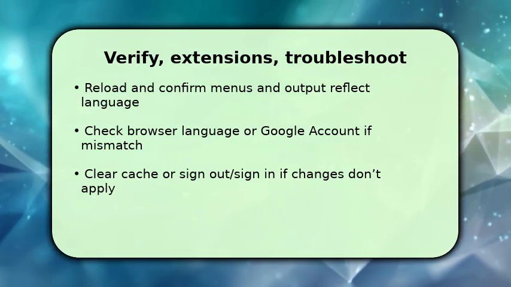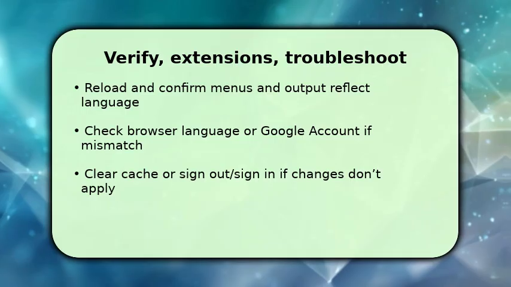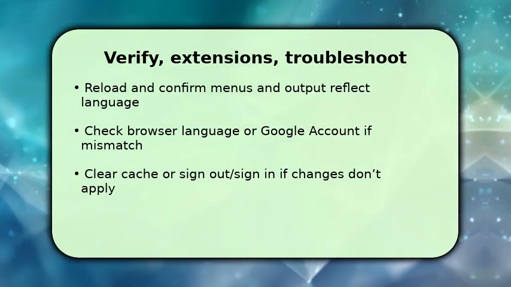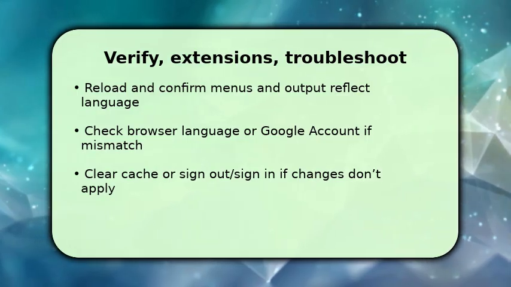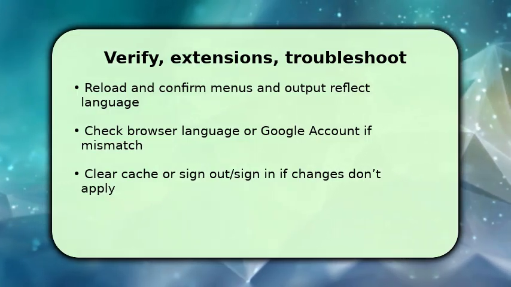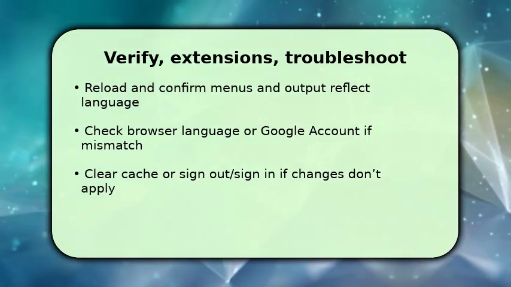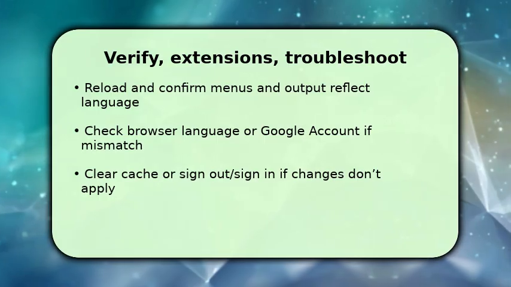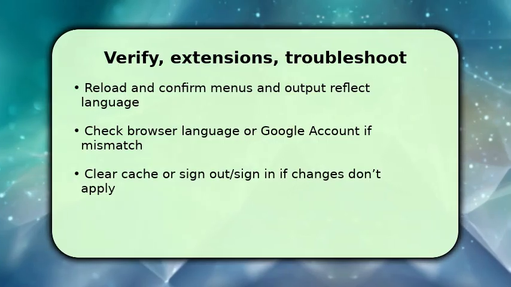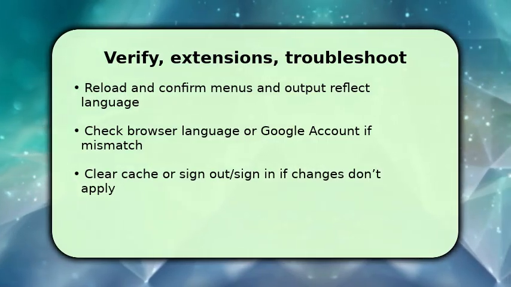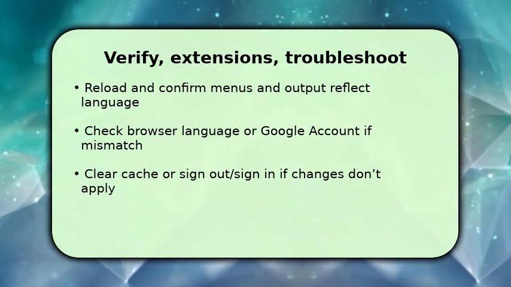Run a quick cell that prints dates or numbers to confirm runtime formatting. If things don't match, make sure your browser's preferred language and your Google account language aren't overriding Colab. Change those only if needed. If settings still fail, clear browser cache or sign out and sign back in. This forces Colab to fetch updated locale files and usually resolves lingering inconsistencies.